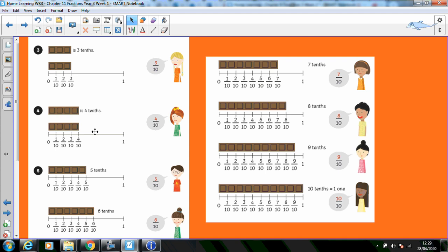We're moving on to carry on counting in tenths. Here's Charles looking at 5/10. Here's Emma looking at 6/10. Amira's looking at 7/10. Ravi is looking at 8/10. Ruby is looking at 9/10, and Lulu is looking at 10/10, or 1. Sometimes we say 1 whole. That's the same amount of chocolate that was in the whole bar to begin with.